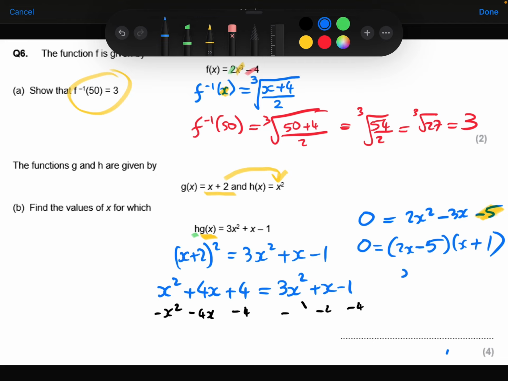Which means that I can now write down the answers of x being equal to 5 over 2 or x being equal to minus 1.